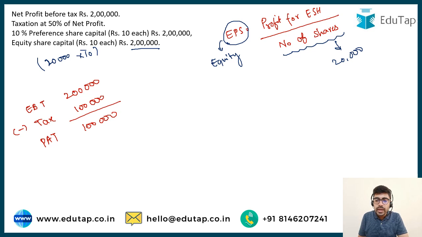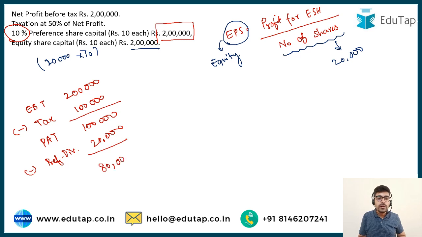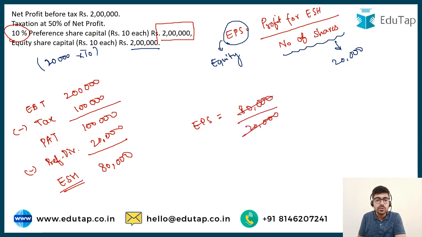Out of this balance of 1 lakh, we first have to pay the preference dividend. Preference shareholders are given preference as compared to equity holders, so their dividend is paid first. 10% preference share capital of 2 lakh means we have to pay 10% dividend to them. 10% of 2 lakh is 20,000. Subtract it, and the balance comes out to 80,000. This is what is there for the equity holders, the profit ultimately available for the equity shareholders. So if we compute the EPS now, it is profit for equity holders, 80,000, divided by the number of shares, which is 20,000. You can easily solve it. This is going to be 4 per share.